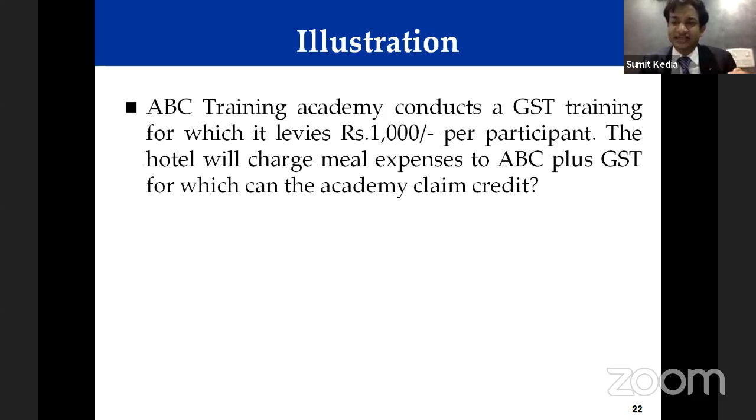I'm trying to go into the nitty-gritties because we are going in depth on these blocked credit provisions. If you see here, the answer is ITC will be allowed in my view because it is used as part of my composite or taxable supplies. I am in the business of training. Let's say, in this example, ABC Training Academy is in the business of training. Since it is a business of training, they're using these food services to provide training services to their clients, the participants, and they're charging a fee to them. So it is used as part of their composite taxable supplies and they're charging GST on the output. So the credit should be allowed in my view because it is used as part of the taxable or composite supplies.